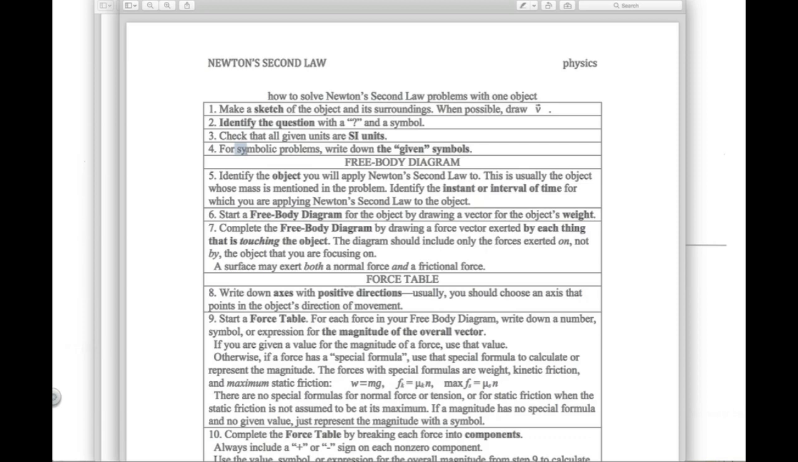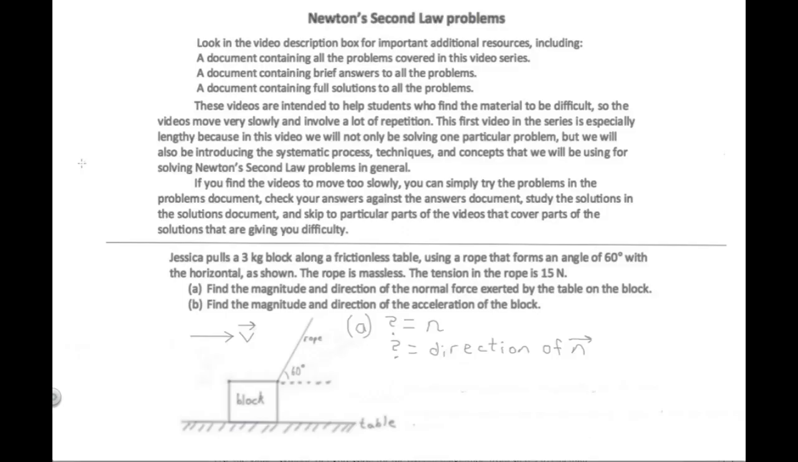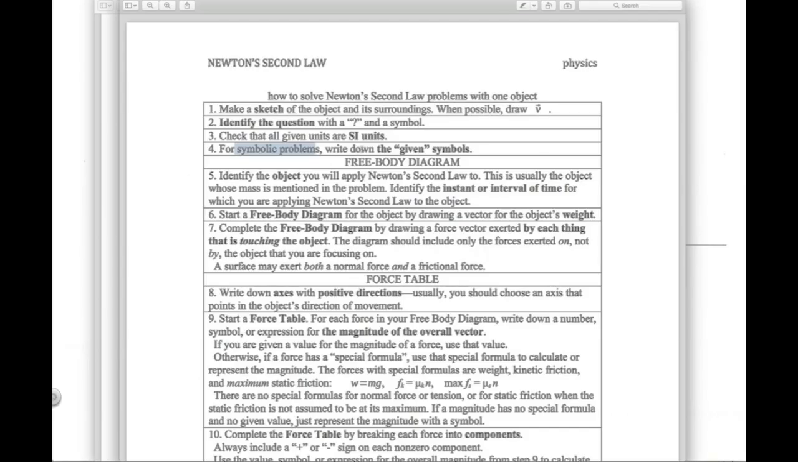Now, this next step is not applicable to this problem. This step is for symbolic problems, but the problem that we're working on now is numeric. So we can skip this step. And now we're ready to move on to our free body diagram.